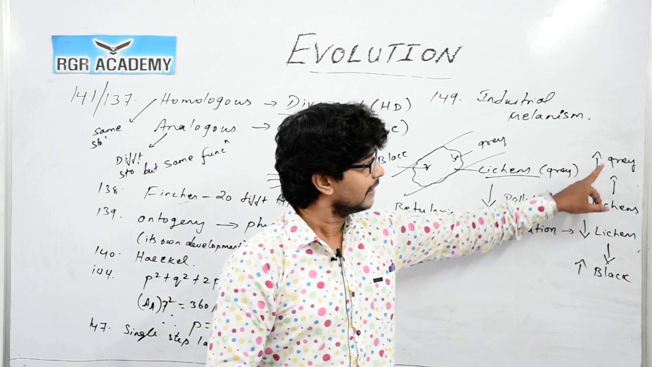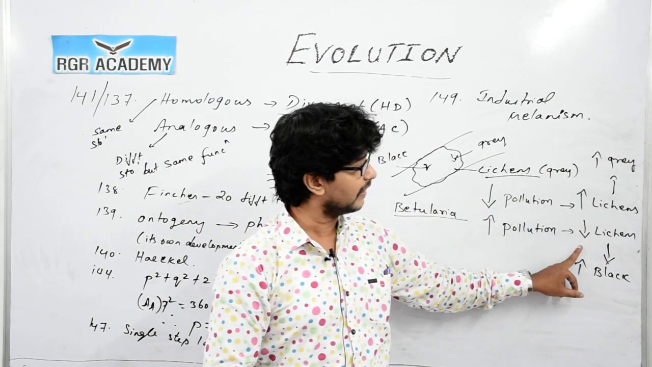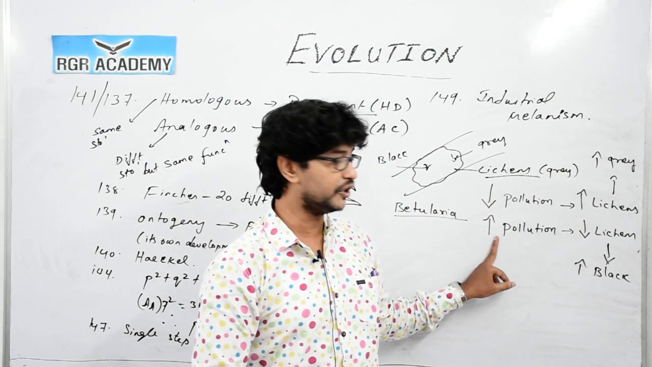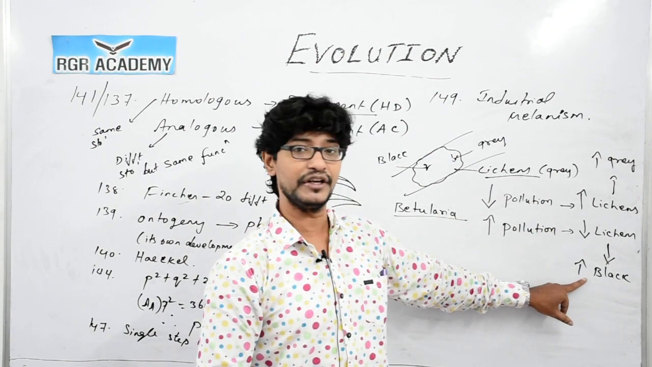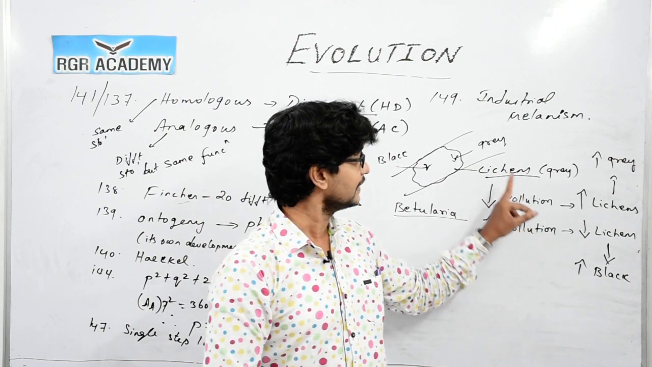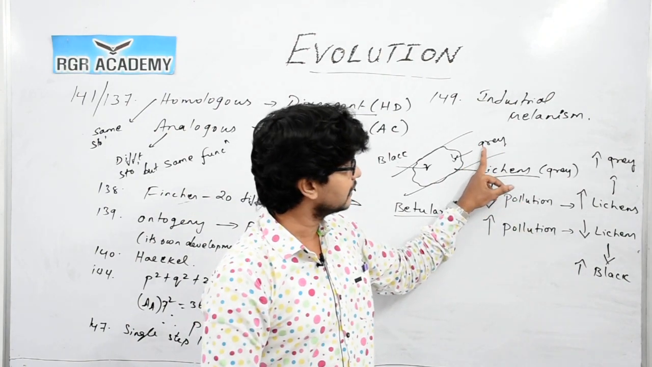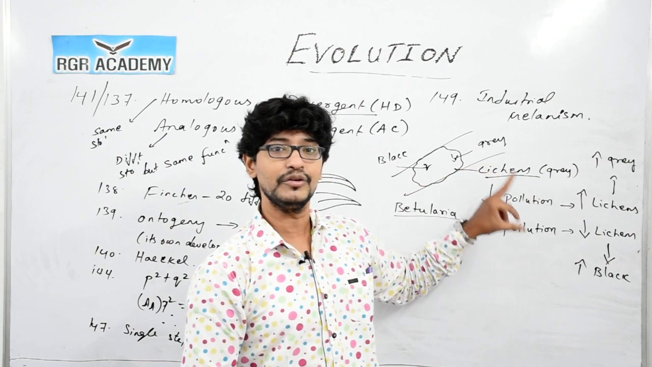When there are more lichens, the grey moth starts increasing. When the lichens are fewer, it means more pollution. It means nature is giving opportunity, or nature is selecting this particular moth to proliferate. How? Because the lichen color is grey and the moth color is also grey, so the predator couldn't identify the grey moth.